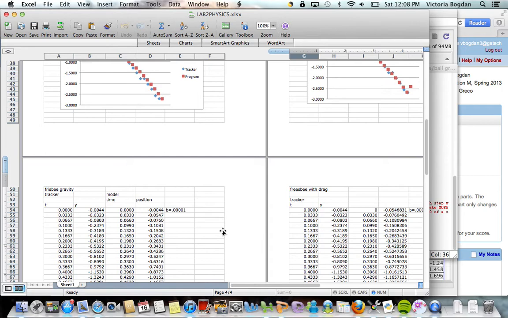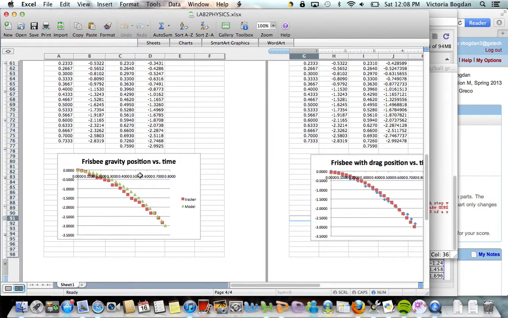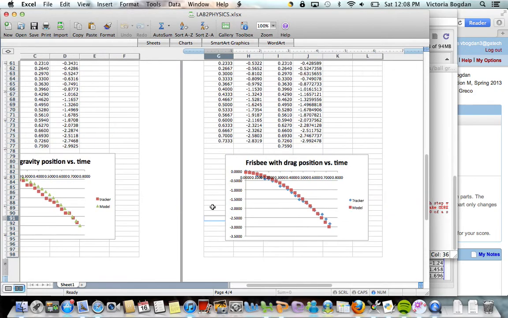And then for my frisbee, this is the frisbee gravity, position versus time graph, and you notice that tracker, my observations, is a little slower than my model, because my model does not take into account drag yet. So when my model does, they seem to be very, very similar.